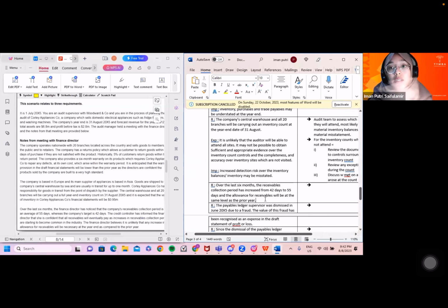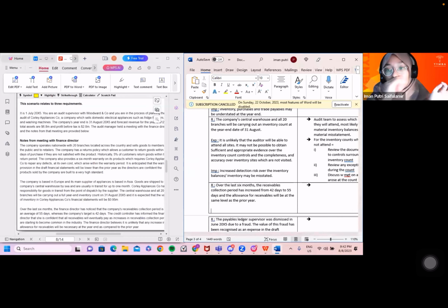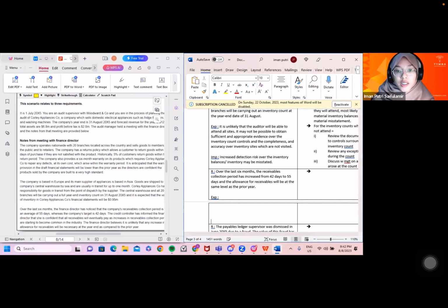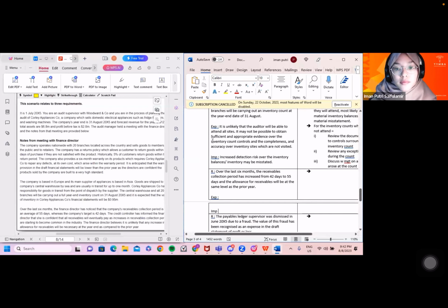The receivable collection period has increased, and the allowance for receivables will be the same level as the prior year. I don't want to do this point because I think it's repeated. So can you guys help me out? What is the explanation here? Just a simple explanation for this point and the implication. Can somebody try? This is very repetitive. Almost every year they will ask this, so it should be a bonus audit risk for you guys already. You should get 2 marks for this. Hello, anyone want to try?